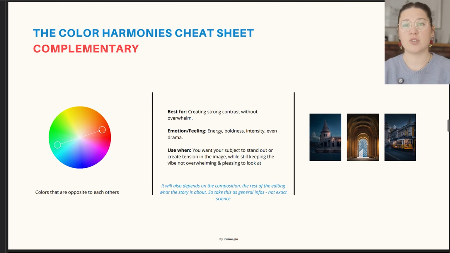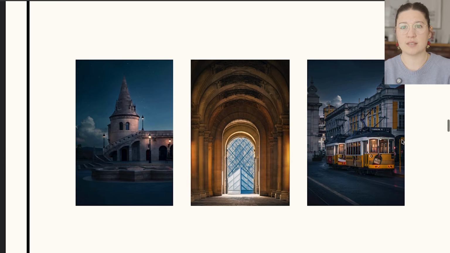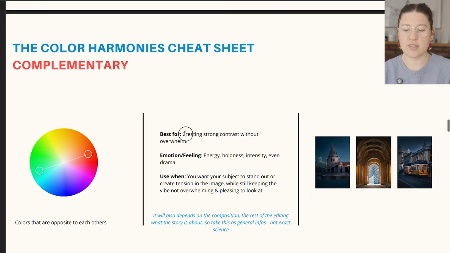Then complementary, like I just said, this is two colors that are opposite to each other. Here we start to have some contrast with colors because we are using only two colors that are opposite to each other. So here are some examples. Create strong contrast without overwhelm. Energy, boldness, intensity, even drama. I think on some images it looks pretty nice. But I would say if you want to have an image really dramatic, I would use another one. I'll show you after. So use when you want your subject to stand out or create tension in the image while still keeping the vibe not overwhelming and pleasing to look at.